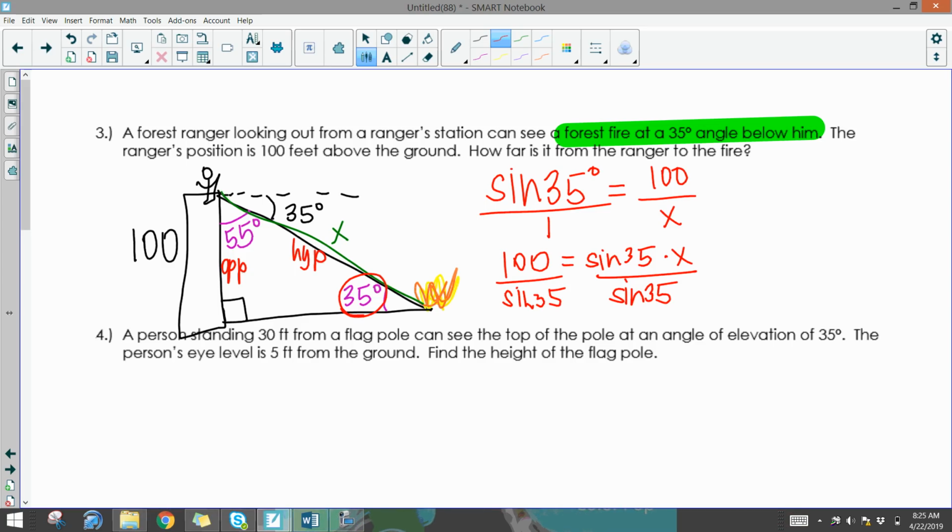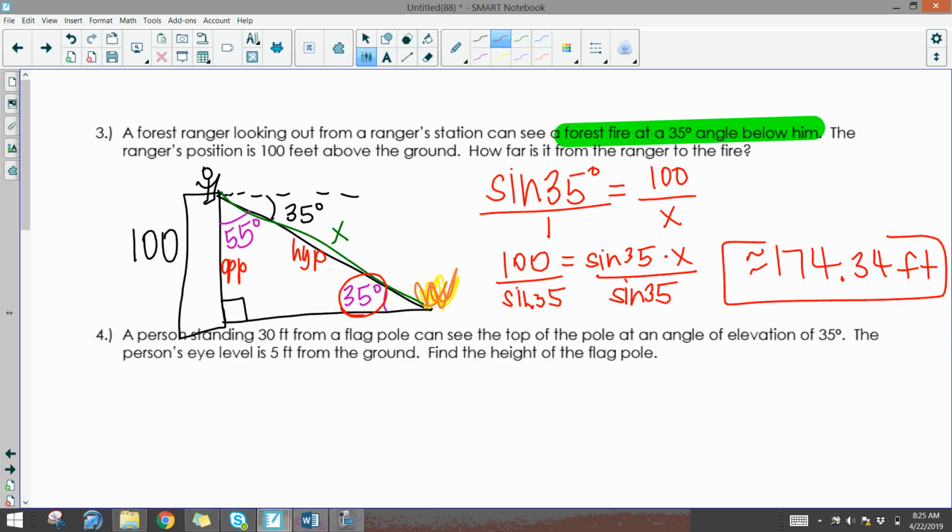And then when you put that in your calculator, you have 100 divided by sine of 35. And you find the distance to be about 174.34 feet. Okay.